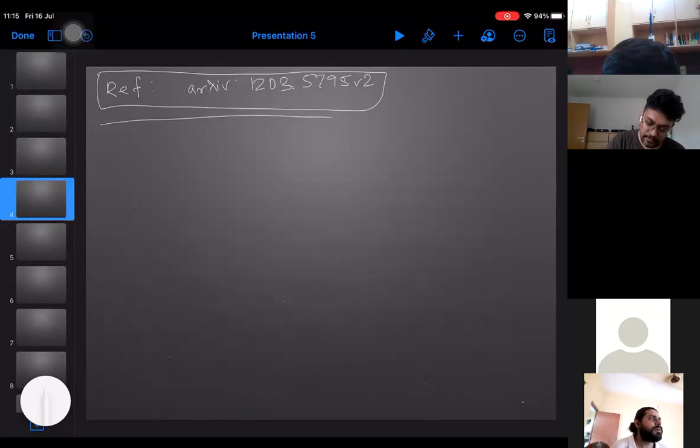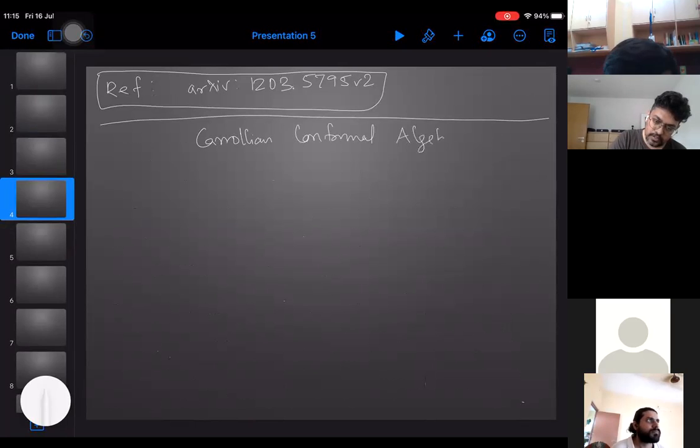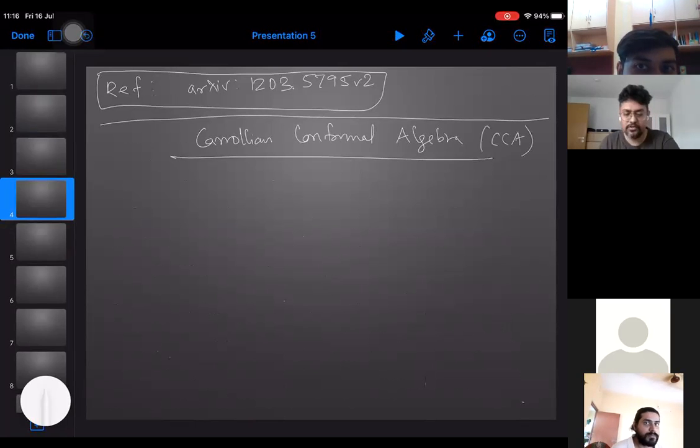Now today what we will do is move on to another algebra which we call the Carolean conformal algebra, in short CCA. You can call this Carolean conformal or conformal Carolean, they are both isomorphic. So it's up to you what you want to call it, but the Carolean conformal algebra is this.